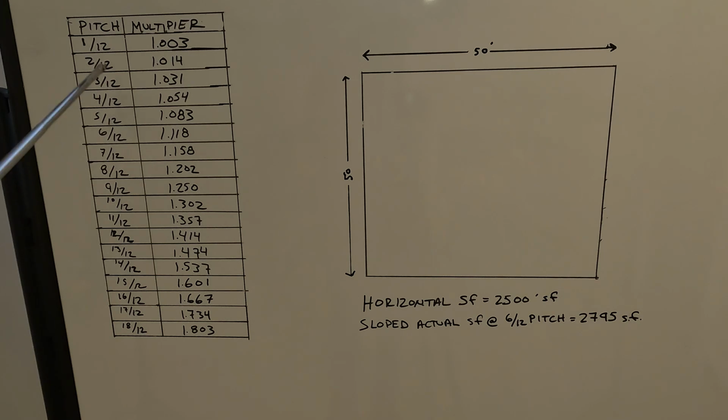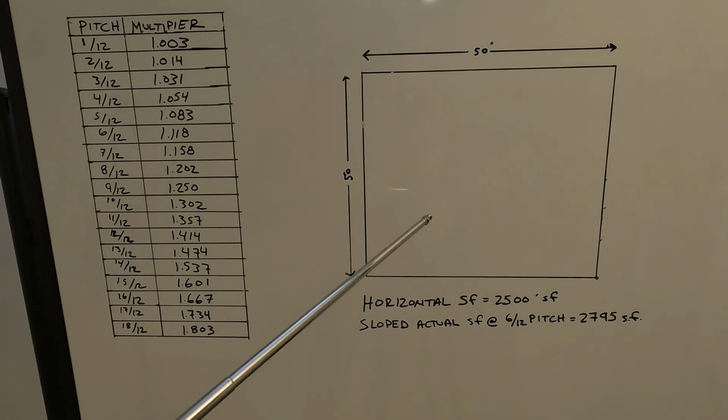Now your number is going to be different probably, whatever number you come up with. I have this table here, so you could either pause the video, write these things down, or take a screenshot or something so you have these numbers. So we know ours is 6/12. We have a 6/12 pitch. So what we're going to do is take our horizontal square footage of 2,500 feet and multiply that by the 6/12 pitch multiplier, 1.118, and then we're going to come up with our actual square footage of 2,795.